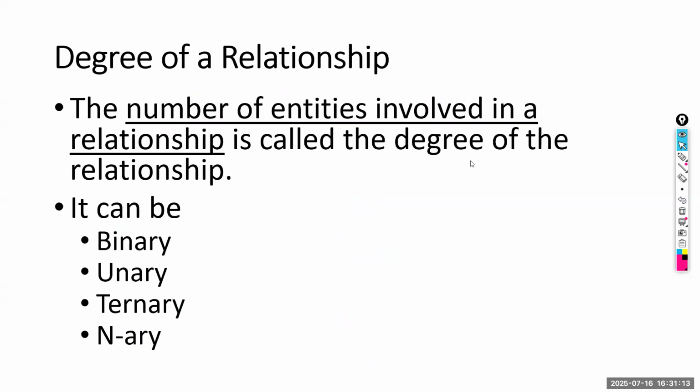So that is called multiplicity or cardinality. What are the three possibilities? One to one, one to many, many to many. Now we are into our second concept related to relationships: degree of a relationship.